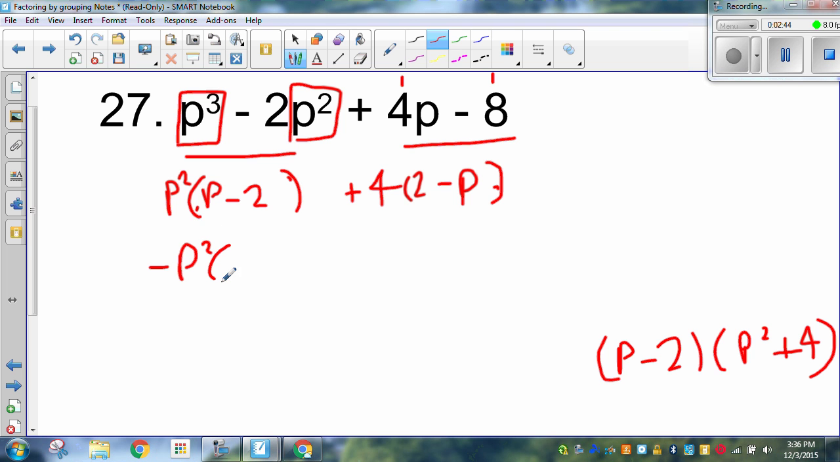And now, think about it. If you changed each of these, if you flip the signs, this would be negative p plus 2. But there's a better way to say that. And that's the way it's written over here. 2 minus p. Don't you agree? The p has a negative, the 2 has a positive. Still the same.